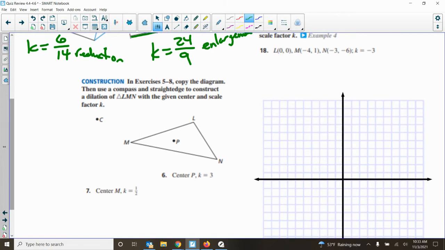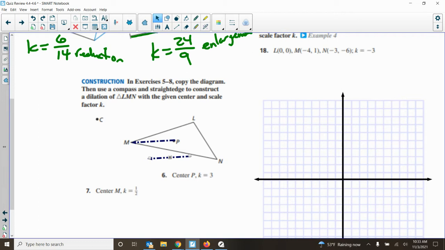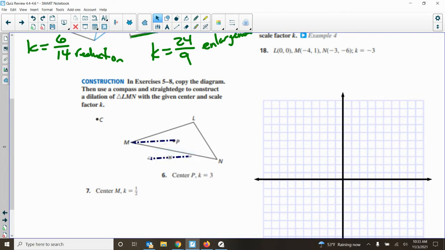Question number 6, center point P, K is 3. So what we're going to do is draw the rays. Here's P to M. But K is 3. So I want to keep going in the exact same direction on the same ray, but I want 3 times the original length. So I'm going to make 2 copies of this. I'm going to clone it once, and a second time, just to make the drawing nice and neat.